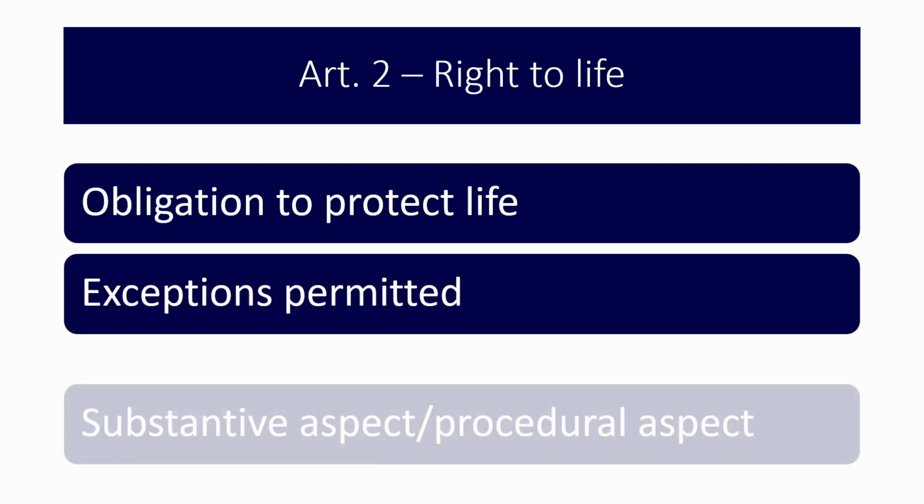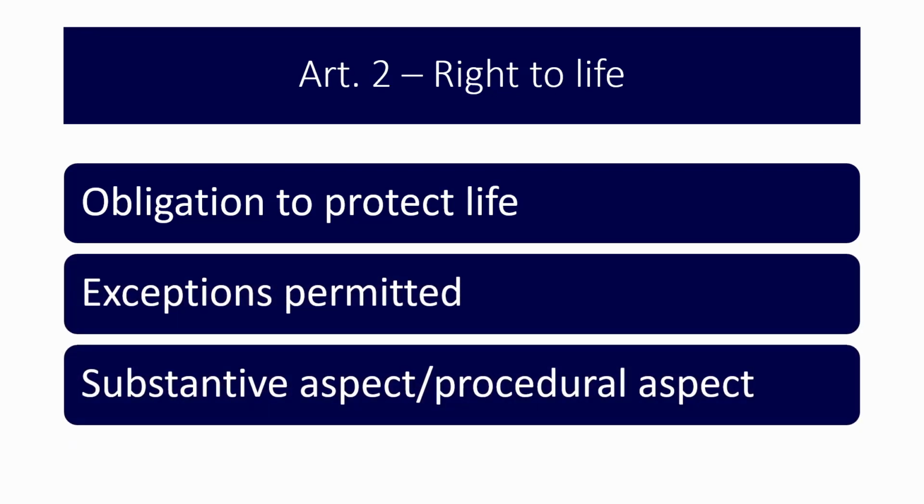Article 2 ECHR has a procedural aspect and a substantive aspect. The substantive aspect means that states have to refrain from illegally killing someone. The procedural aspect means that states are obliged to conduct an effective investigation if there is a suspicion that the right to life was violated.